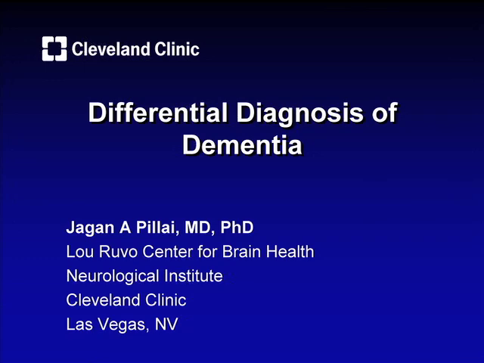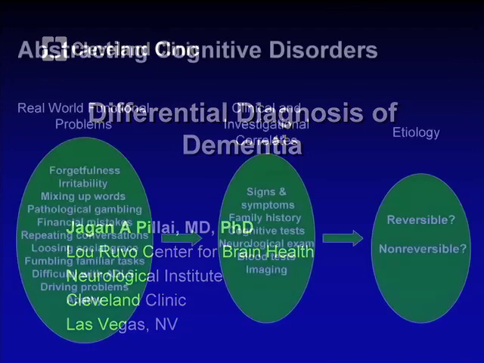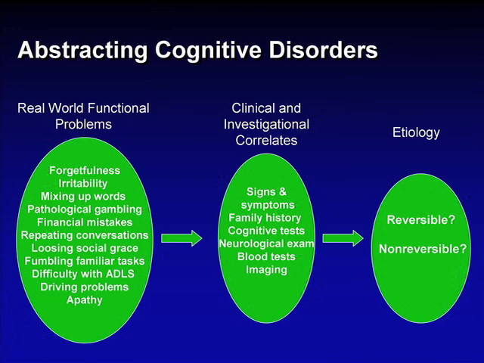So I'm going to talk about the differential diagnosis of dementia. Just to start out with, what are we actually trying to do as a cognitive neurologist, or even as a general physician or a nurse practitioner who is seeing these people coming to your clinic? They don't tell you they have dementias. So what are they coming to you with? They're probably telling you they're having forgetfulness, irritability, mixing up words.